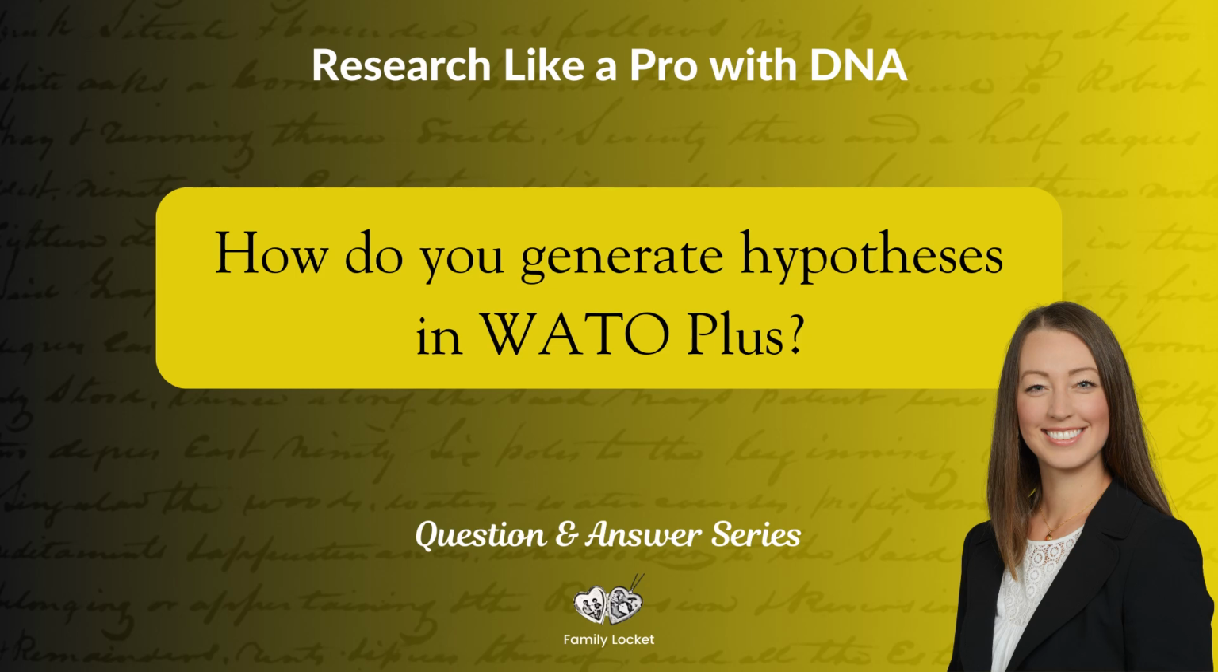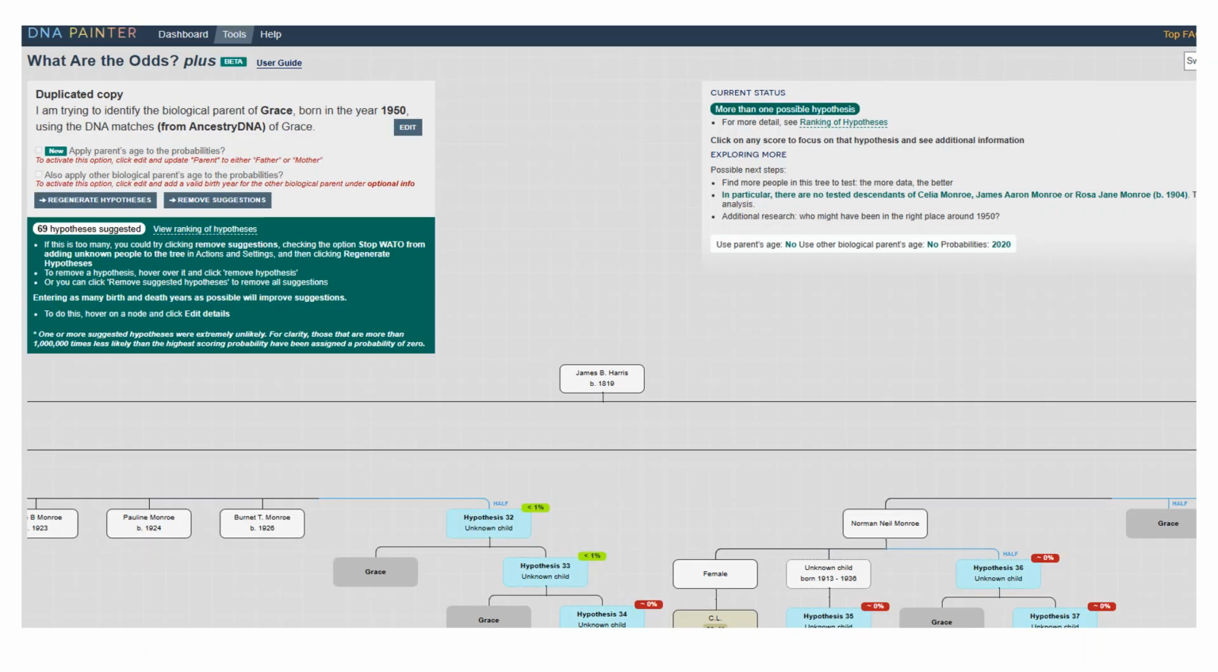Today we are answering the question, how do you generate hypotheses in What Are the Odds, or WATO Plus? WATO Plus is a great tool at DNApainter.com that allows you to put in a descendancy tree of a known descent group, like the Harris line, and then find out how an unknown DNA test taker fits into that group.